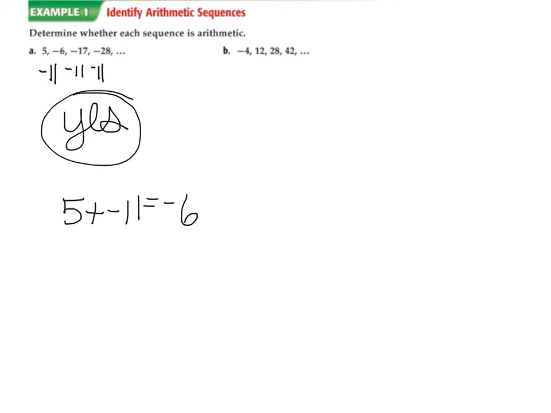Let's go ahead and look at the second one. To get from negative 4 to 12, we would be adding 16. Now we need to see what we would do to get from 12 to 28. Again, to get from 12 to 28, we'd be adding 16. Now we want to see, okay, how many are we adding to get from 28 to 42? And here, to get from 28 to 42, we're only going to be adding 14. So this is not arithmetic because it does not add a constant every single time.